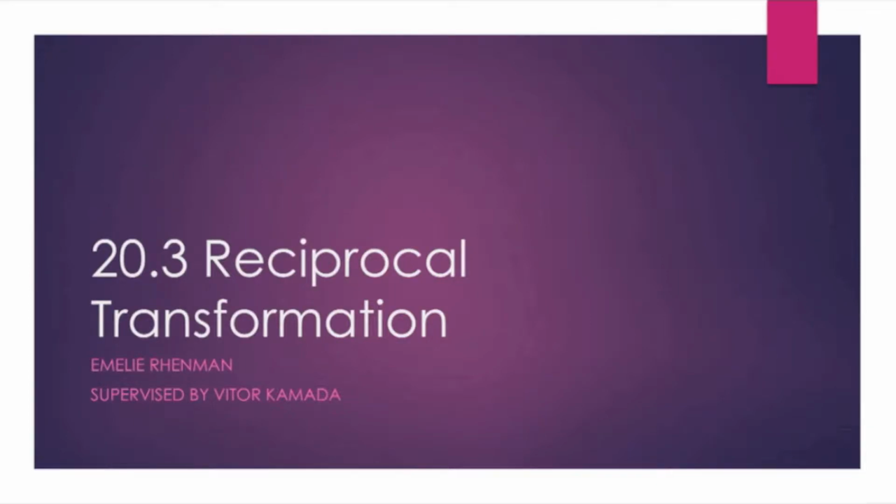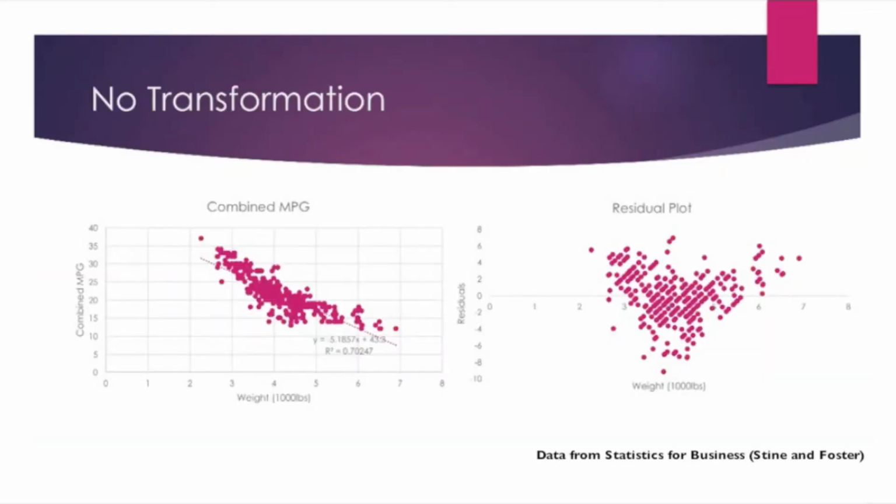Today I'm going to teach you all about reciprocal transformation. So what we have here is data on cars. We've listed the combined MPG values versus the weight and plotted these points according to the axes. And what we can see here is that we've plotted a linear relationship between these.